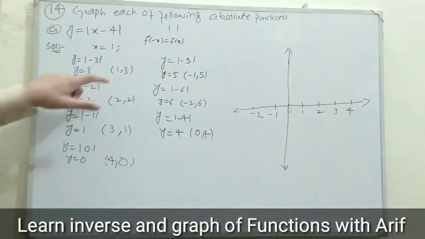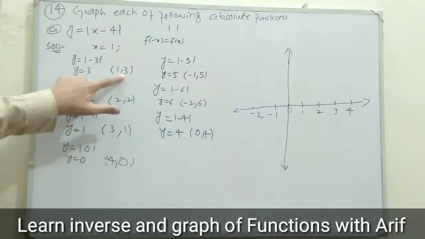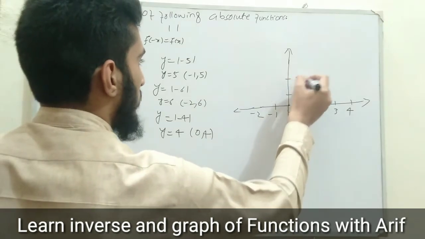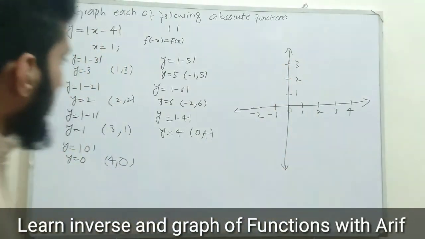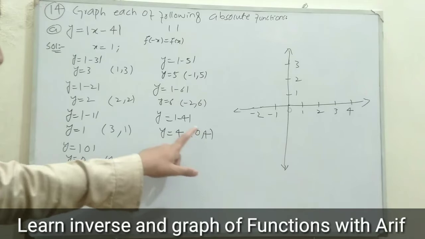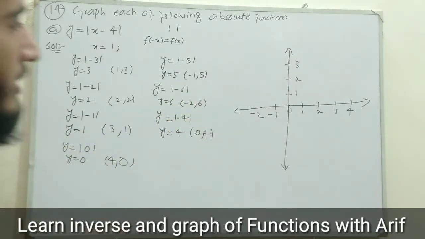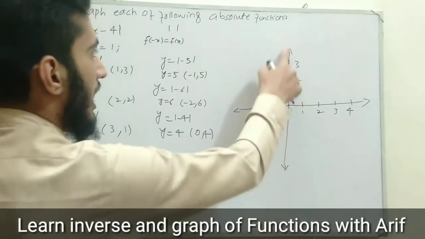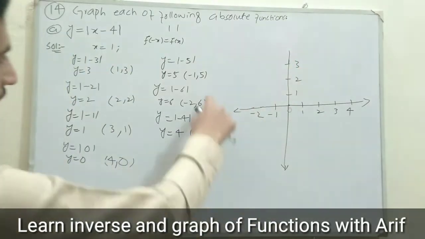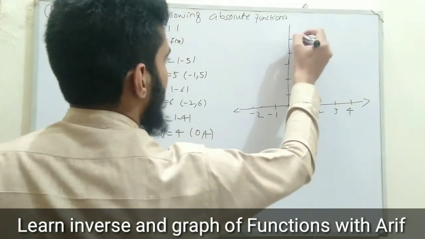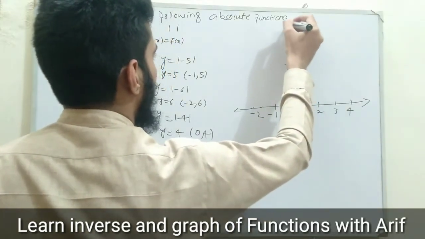On the y-axis we have 3, 2, 1, 0. It means that the greatest value over here is 3. This is the positive y-axis, 1, 2 and 3. On the negative y-axis the greatest value is 6, so there is no value on the x-axis. On the positive y-axis we will go toward 6. Let's suppose this is 4, this is 5 and this is 6.